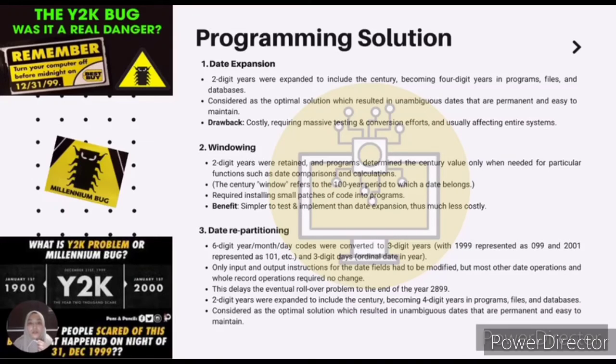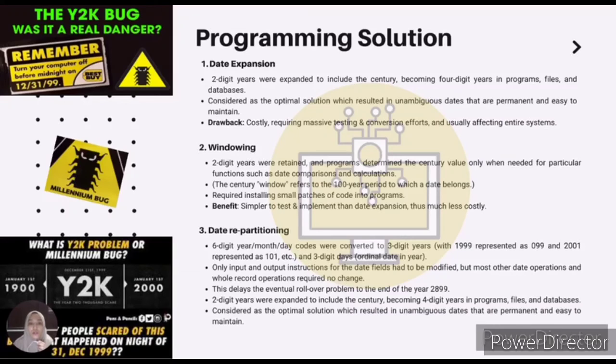And the last solution is date repartitioning. In legacy databases whose size could not be economically changed, 6-digit year, month, date codes were converted to 3-digit years, with 99 represented as 099 and 2001 represented as 101, and 3-digit for days.